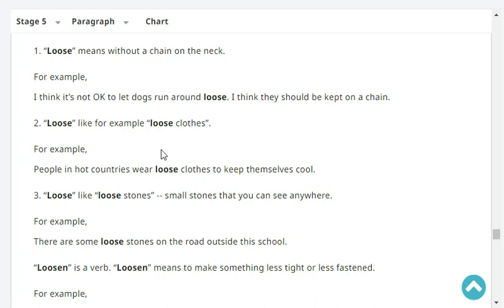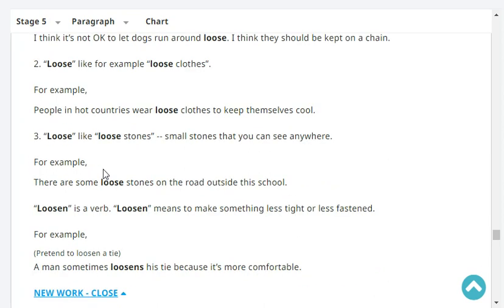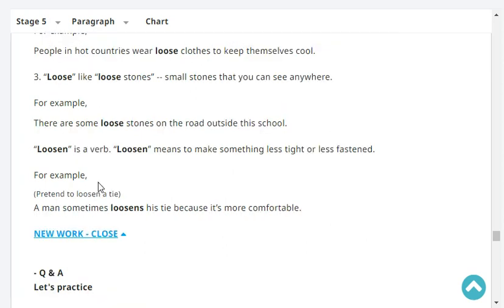Number two, loose, like loose clothes. People in hot countries wear loose clothes to keep themselves cool. Number three, loose like loose stones. Small stones that you can see anywhere. For example, there are some loose stones on the road outside the school. Loosen is a verb. Loosen means to make something less tight or less fastened. For example, a man sometimes loosens his tie because it's more comfortable.